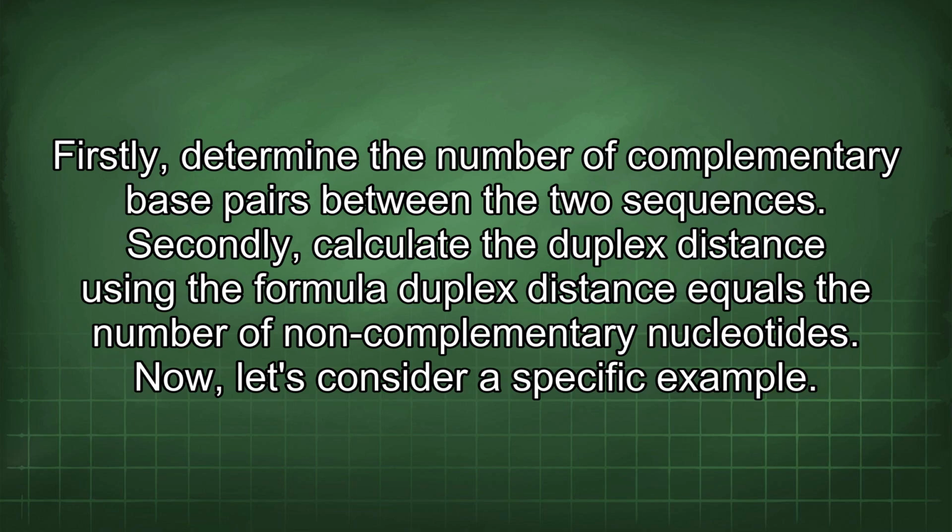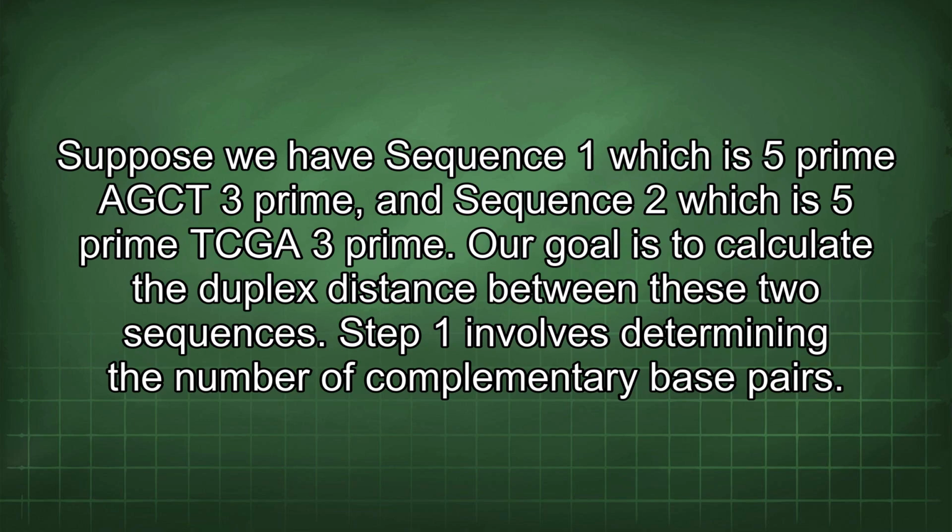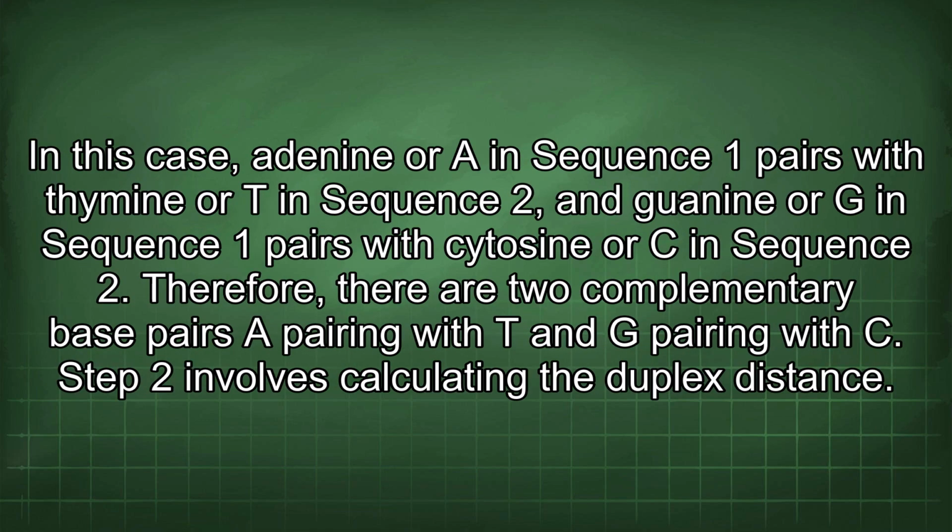Now let's consider a specific example. Suppose we have sequence 1, which is 5' AG 3', and sequence 2, which is 5' TCGA 3'. Our goal is to calculate the duplex distance between these two sequences. Step 1 involves determining the number of complementary base pairs. In this case, adenine, or A, in sequence 1 pairs with thymine, or T, in sequence 2, and guanine, or G, in sequence 1 pairs with cytosine, or C, in sequence 2. Therefore, there are two complementary base pairs, A pairing with T and G pairing with C.